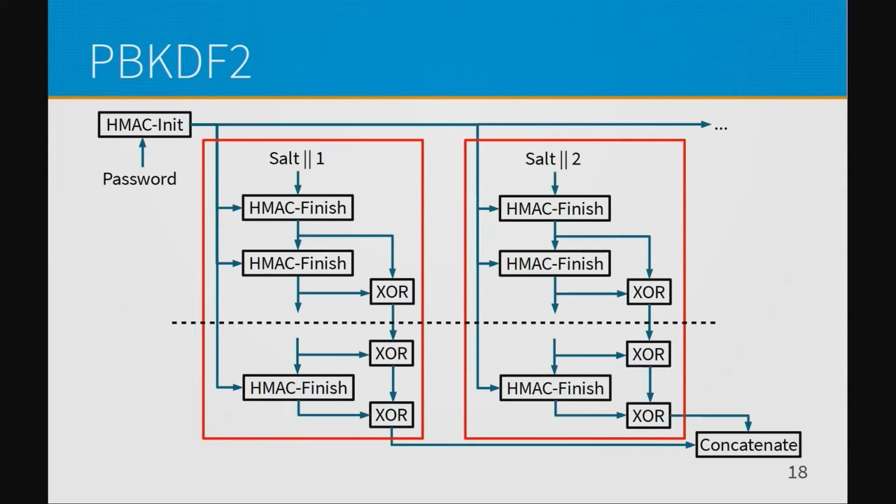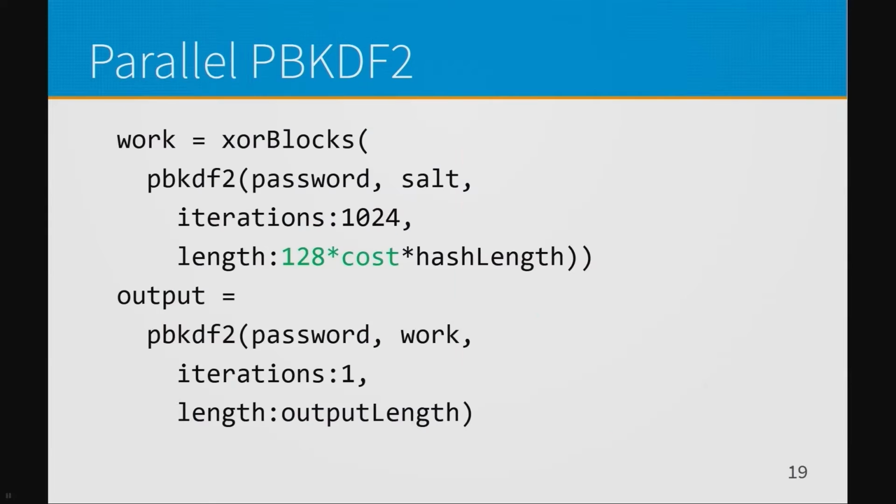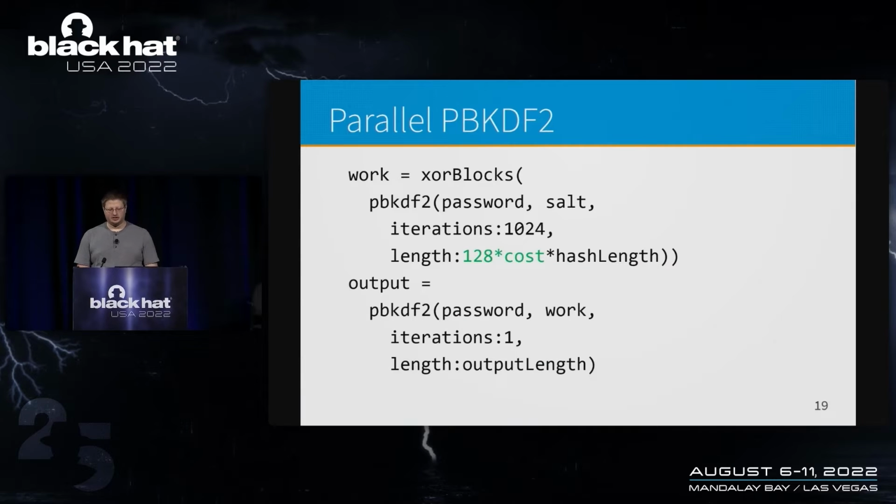Also, the red boxes, those are independently generated. So if you ask for more output from PBKDF2, you're doing more and more work. But you can use that footgun for an algorithm. This is something that I came up with, parallel PBKDF2. Basically, you just ask for a large output, and then you XOR all those blocks together. Then you put that into PBKDF2 to stretch it to whatever length you want.